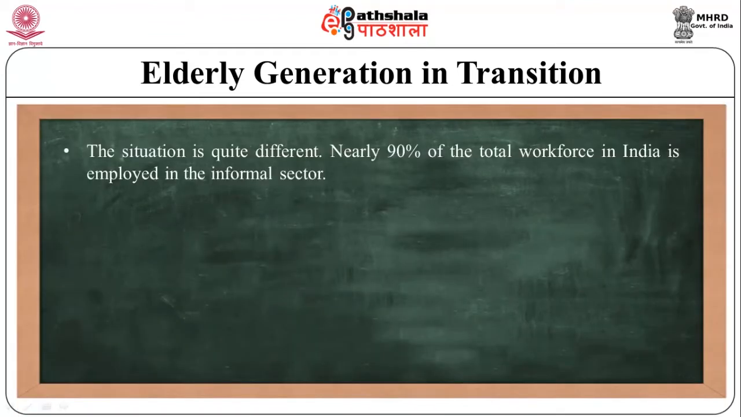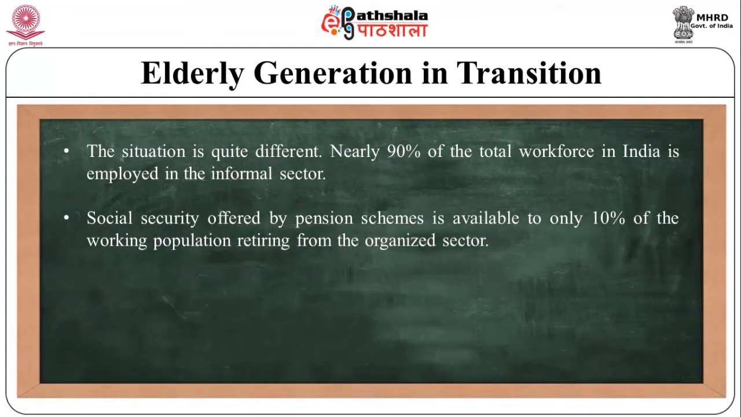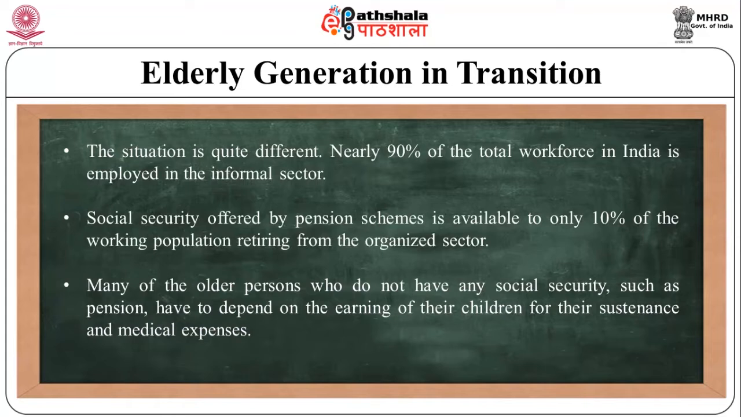However, in India, the situation is quite different. Nearly 90% of the total workforce in India is employed in the informal sector. Thus, social security offered by pension schemes is available to only 10% of the working population retiring from the organized sector. Many of the older persons who do not have any social security such as pension have to depend on the earnings of their children for their sustenance and medical expenses.